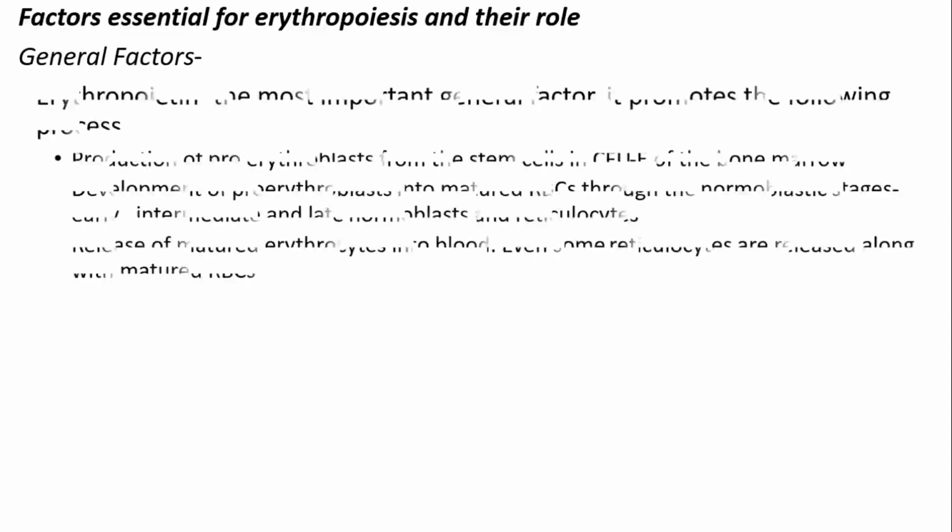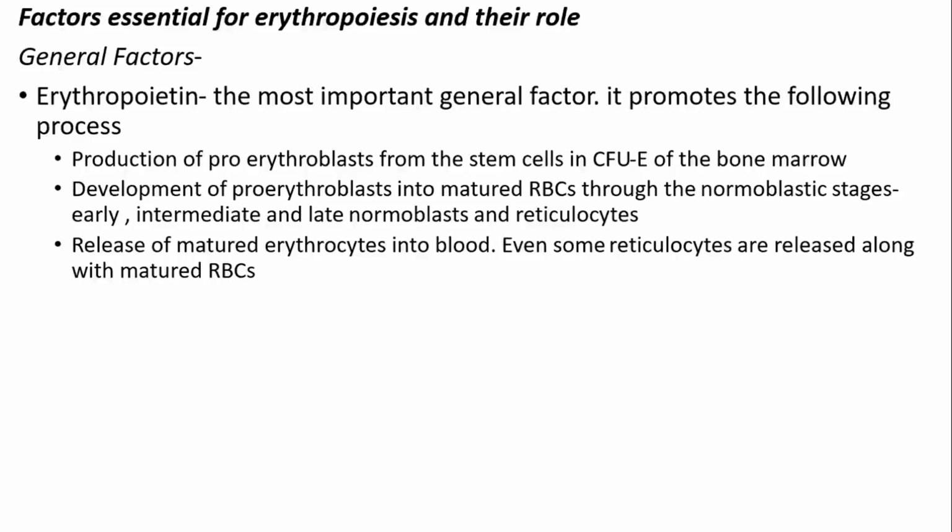Factors essential for erythropoiesis and their role. First is the general factors. Erythropoietin is the most important factor. It promotes the production of pro-erythroblast from the stem cells in CFUE, the bone marrow.